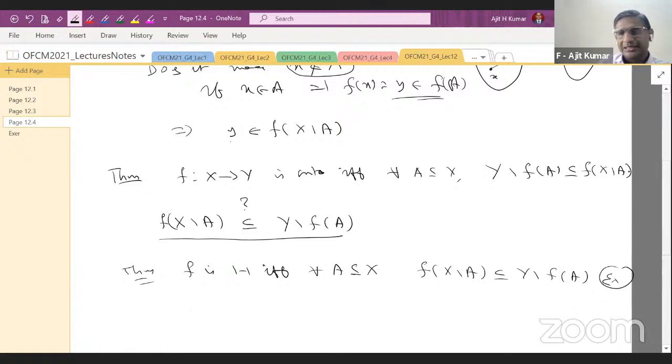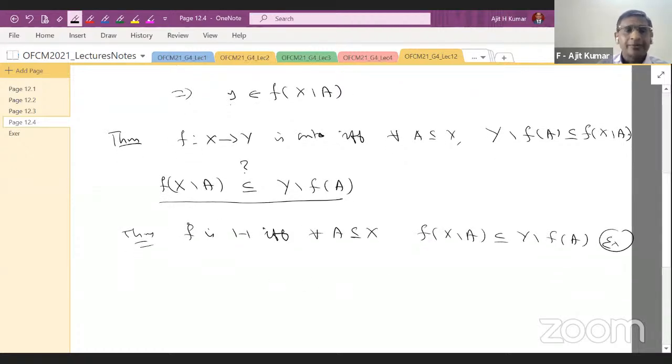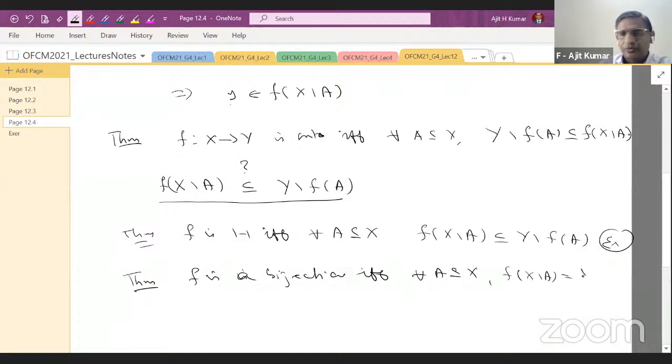I'll give this to you as an exercise, and if you combine both of these together, what will be the result? The equality holds if and only if f is one-one as well as onto. So f is a bijection if and only if for all subsets A of X, f of X minus A is equal to Y minus f of A. Okay, so we are able to characterize bijective functions in terms of images.